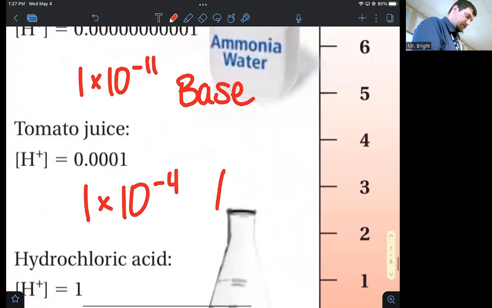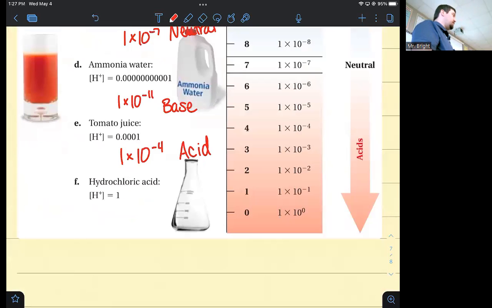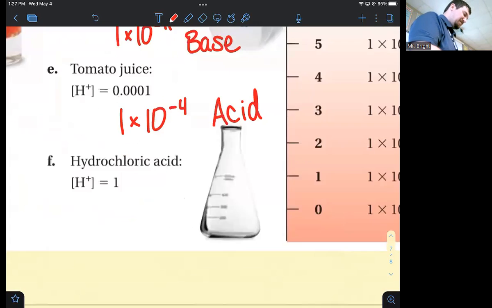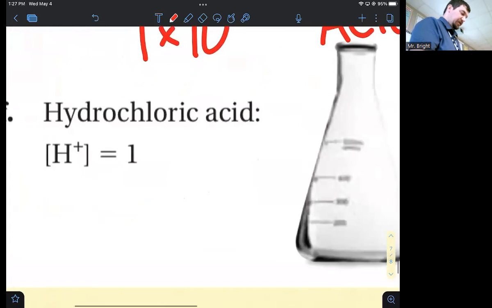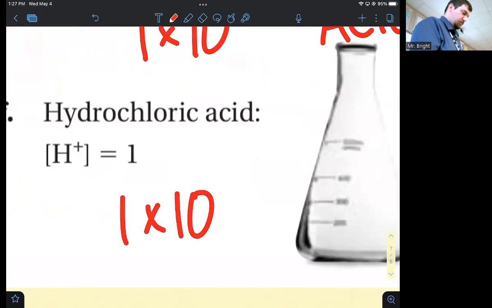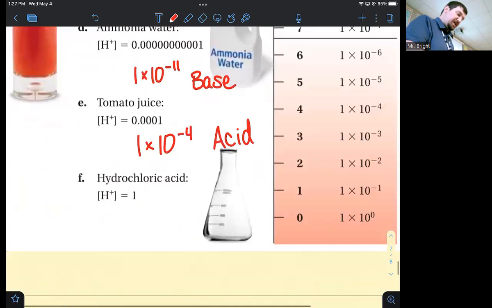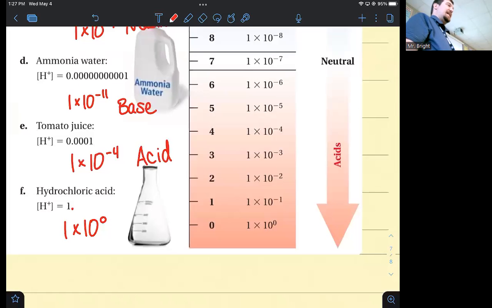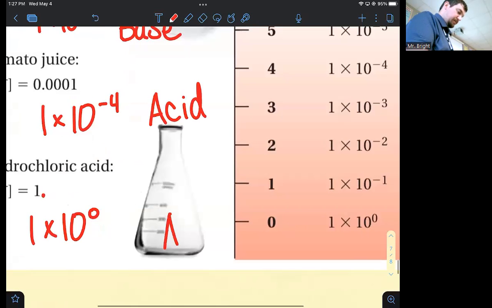Okay. Next up, we have hydrochloric acid. Carson, do you think this is a base or an acid? Probably an acid. How would you write 1 in scientific notation? Should it just be 1 times 10 to the power of either 1 or 0? Probably 0. Because the decimal. That's right. Yeah, the decimal point goes there. You wouldn't move it at all. So it's the power of 0. That's exactly right, which means it is as acidic as you get. Definitely an acid.